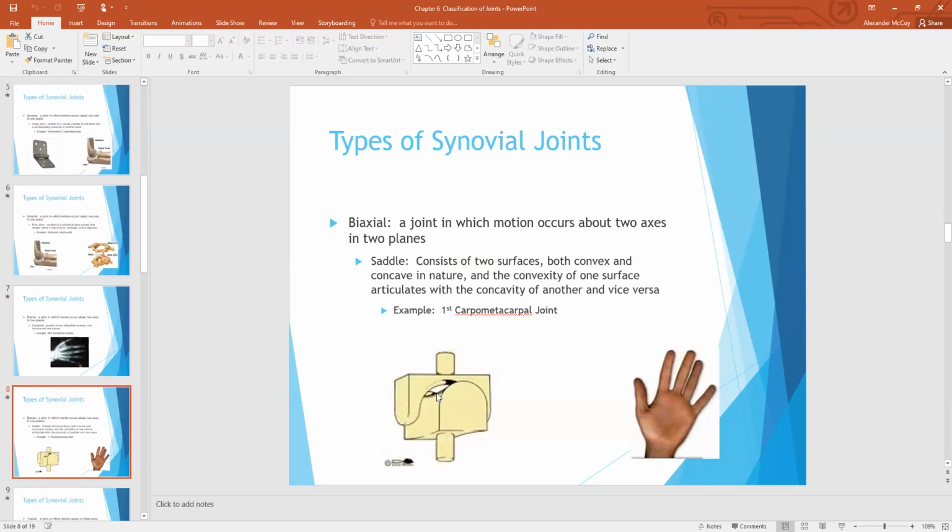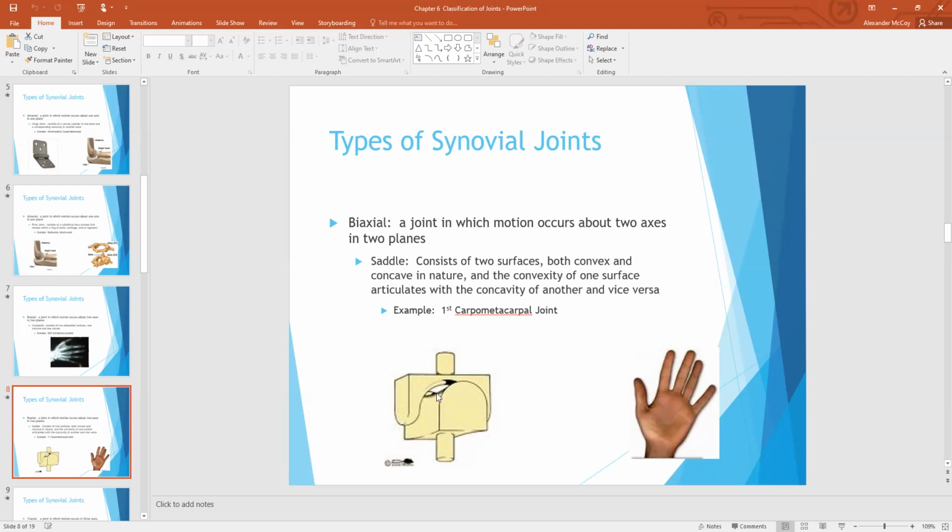Now, this one kind of throws people for a loop, so I'll try to talk you through this. This next biaxial is called a saddle joint. This is your thumb joint, okay? This is two surfaces, both convex and concave in nature. So this is bringing back last week's summary in our PowerPoint pretty hardcore, so if you need to review it, please do. Both surfaces have a convex and a concave, and the convexity of one surface articulates with the concavity of another and vice versa.